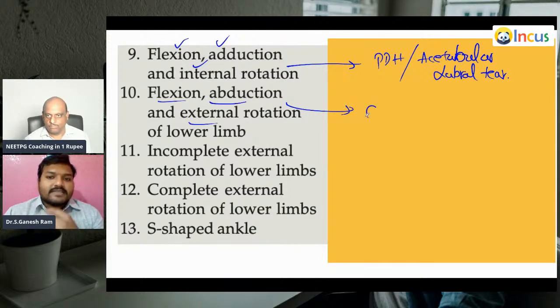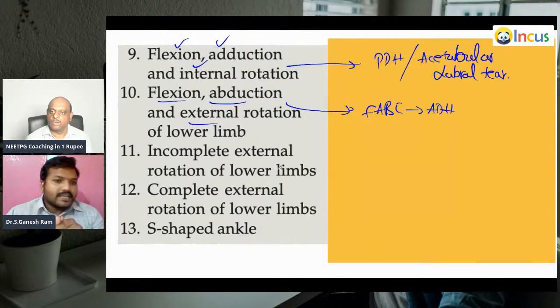That's very well seen in the anterior dislocation of the hip, sir. And also in the neck of femur fracture and intertrochanteric femur fracture. In all these cases, we can see a similar type of pattern, but there are some differences between them. Great. Classically, the Faber deformity is seen in anterior dislocation of the hip.